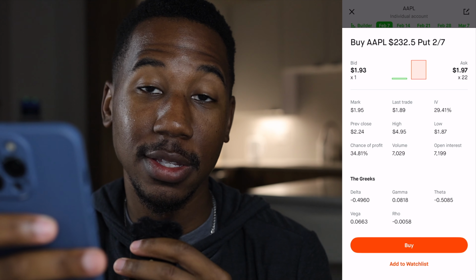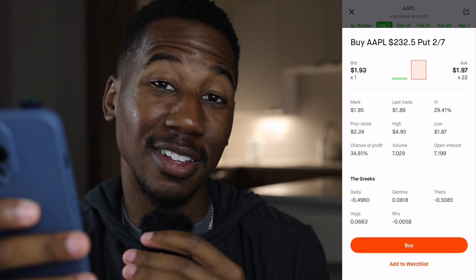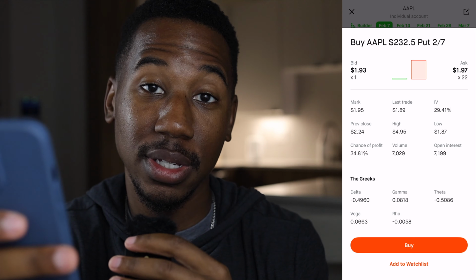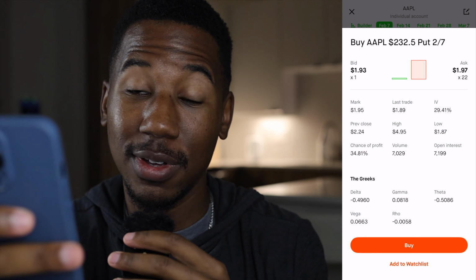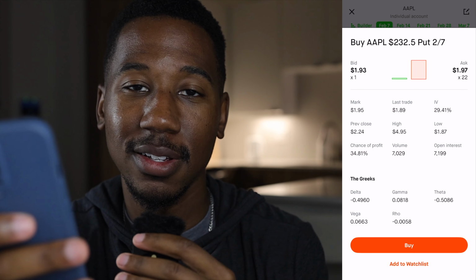All right, so right here we can see the IV is 29.41. Let's just say this typically trades at 10% IV. This is going to be really expensive. If we see this anywhere around 70, you probably don't want to buy these contracts because it's expensive.